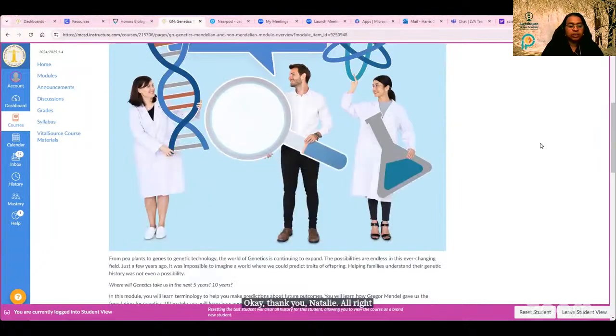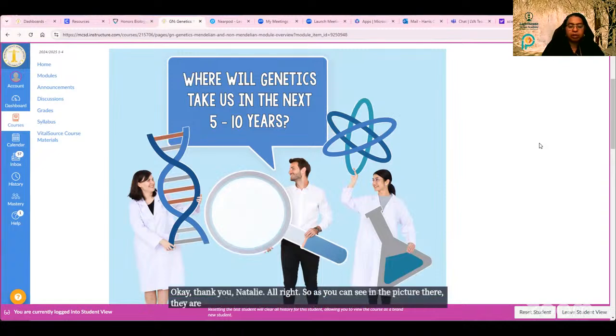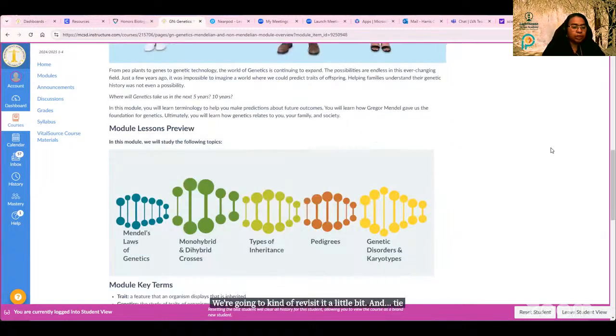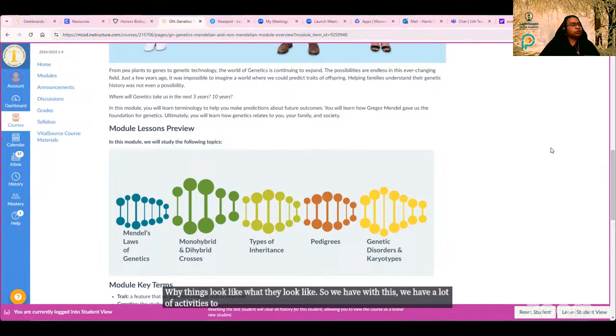So as you can see in the picture there, they are holding DNA molecules. A lot of what we talked about last semester with DNA structure and bonding and matching pairs and all that sort of thing, we're going to revisit a little bit and tie that into why things look like what they look like. We have a lot of activities to do because you have to learn how to match up different characteristics. You have to predict characteristics. And then there's a lot of vocabulary.